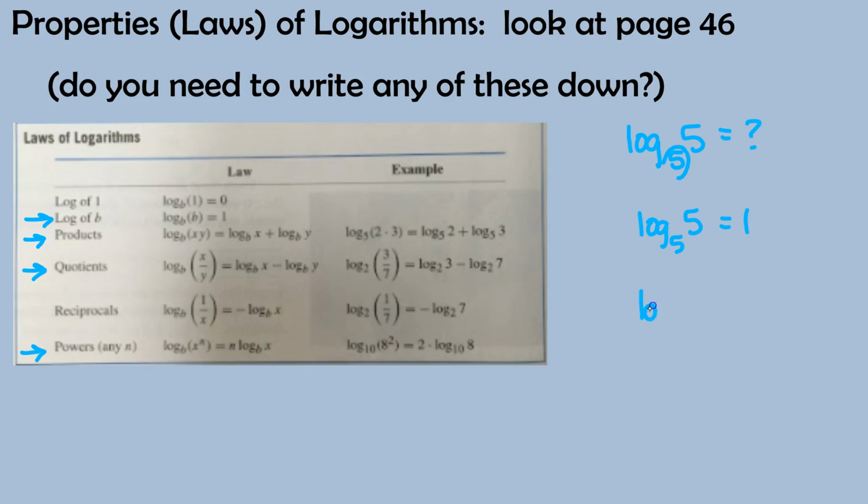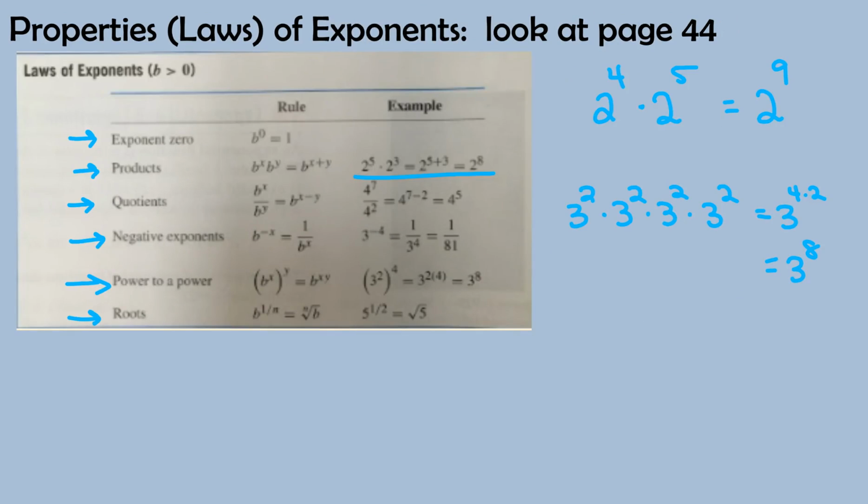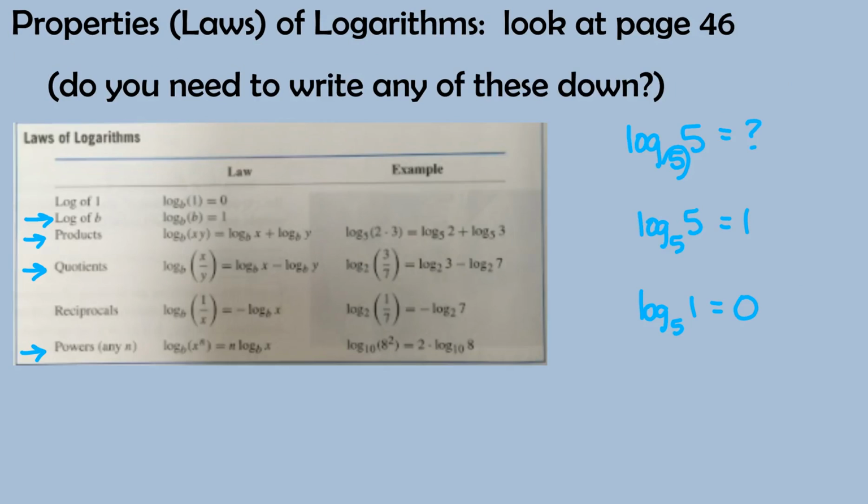And what if you have log base 5 of 0? Nope, not 0. Log base 5 of 1. That means you take your base 5, you raise it to some power, and the result is 1. 5 to the 0 power is 1. Remember, that relates back to that exponent of 0 law. All of these logarithm laws relate back to the exponent laws. Okay, every once in a while we use a logarithm law in calculus. Not that frequently, to be honest.